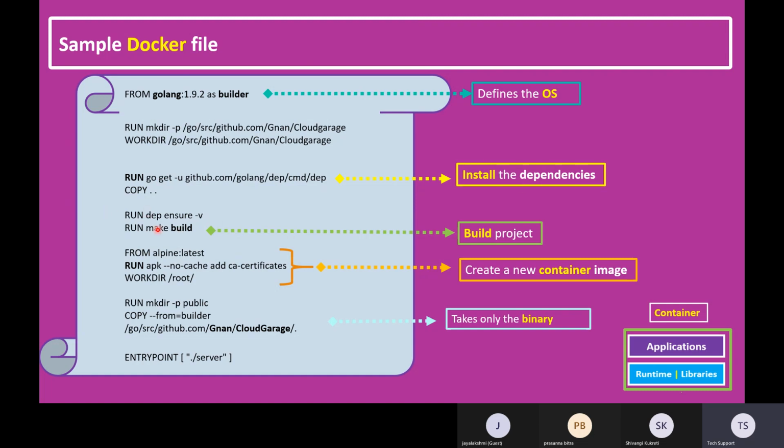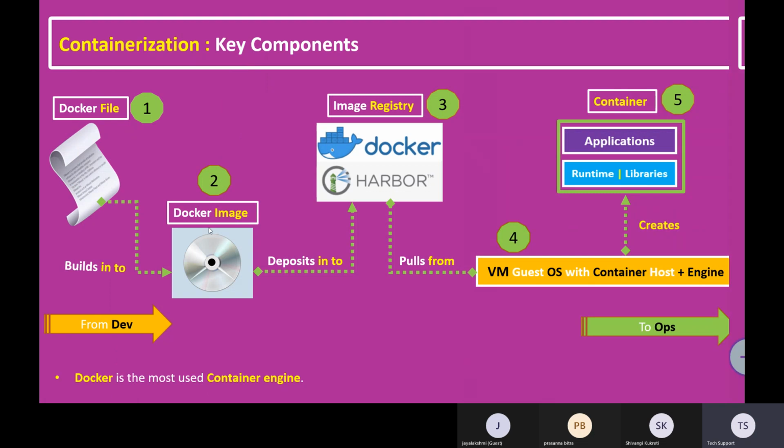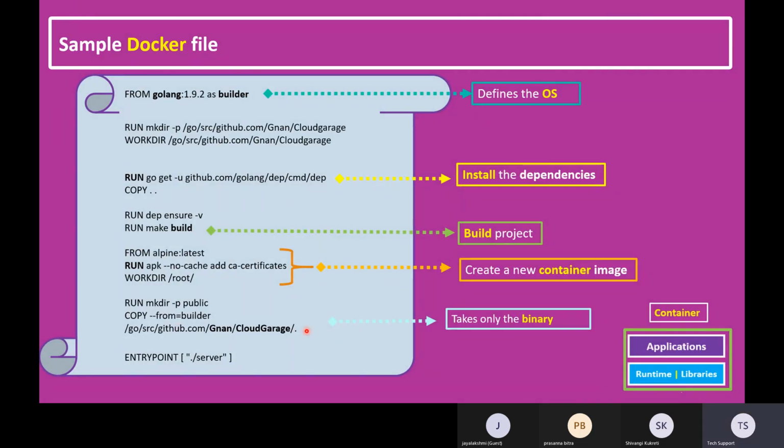And then we have to build that project, and then we can create a container image. That container image is what we highlighted here, the Docker image. And then finally this takes only the binary file. That binary file is pulled from our image registry. It will register this information. So this is how a sample Dockerfile looks. And the container consists of the application and only the lightweight runtime and libraries inside the container.